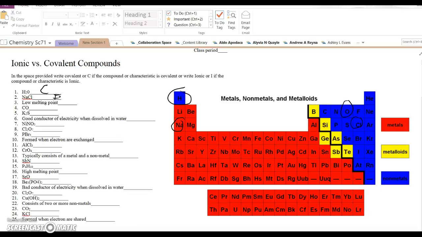Low melting point. Reference your notes. You have to memorize these, but there's not a lot. Compounds that have a low melting point are covalent compounds. In lab, we'll have the opportunity to see this demonstrated.